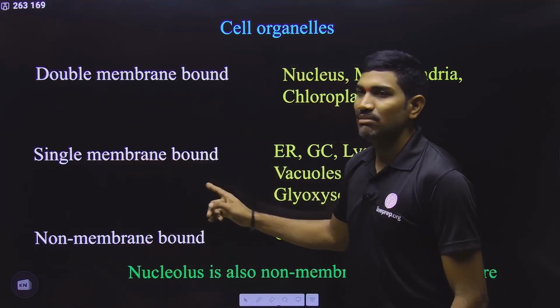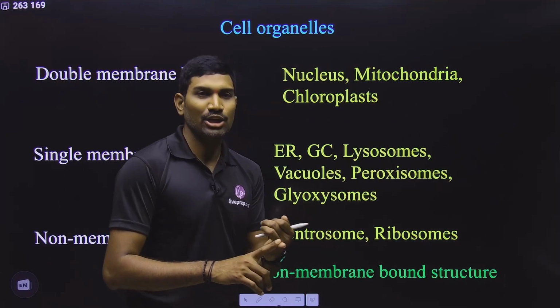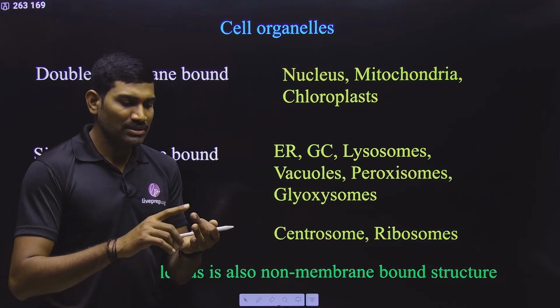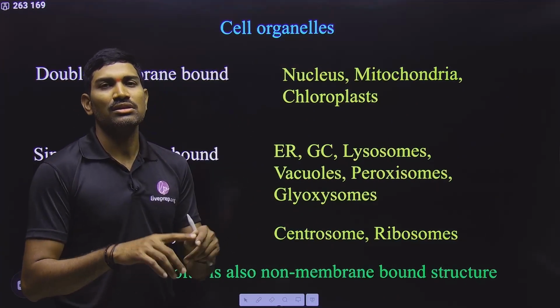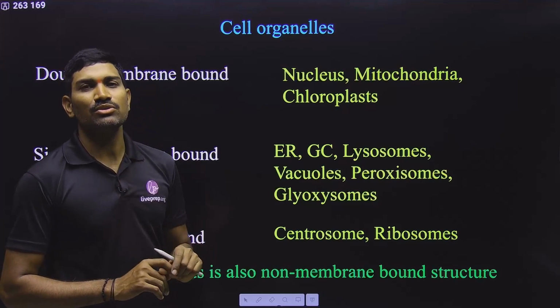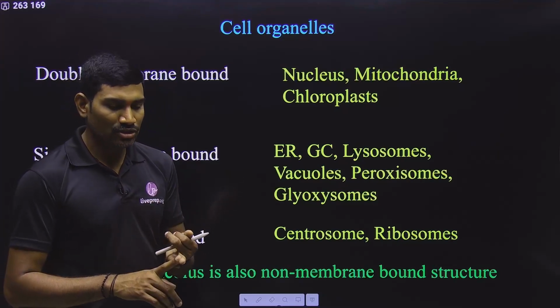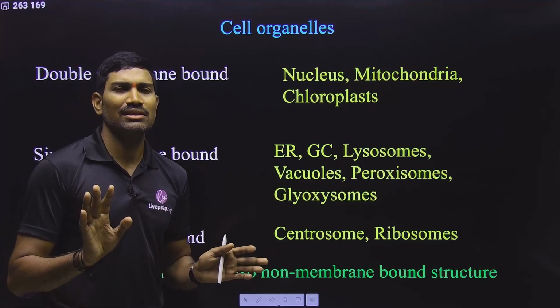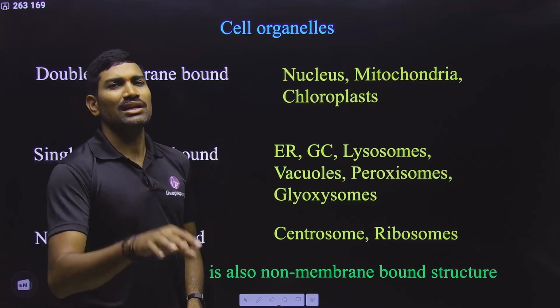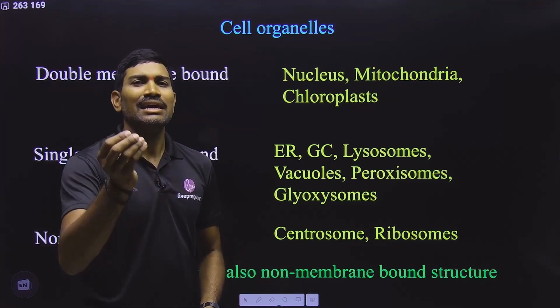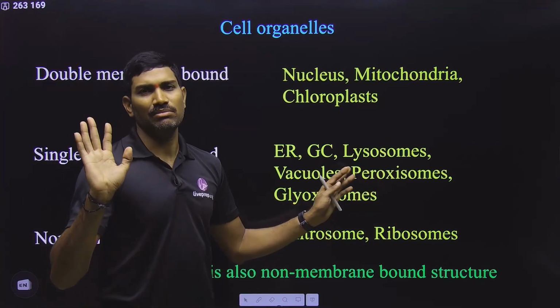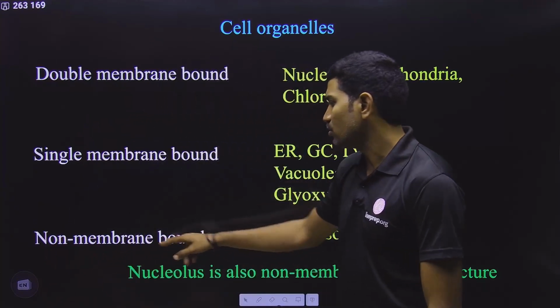Next one, single membrane bound organelles. What are the examples under this? Endoplasmic reticulum, Golgi complex, lysosomes, vacuoles, microbodies. Under the microbodies, what you can say? Peroxisomes, glyoxysomes, spherosomes, all these things will come. But anyhow, spherosomes and glyoxysomes names were not mentioned in NCERT. At least the name peroxisomes, please remember. Okay, very good.